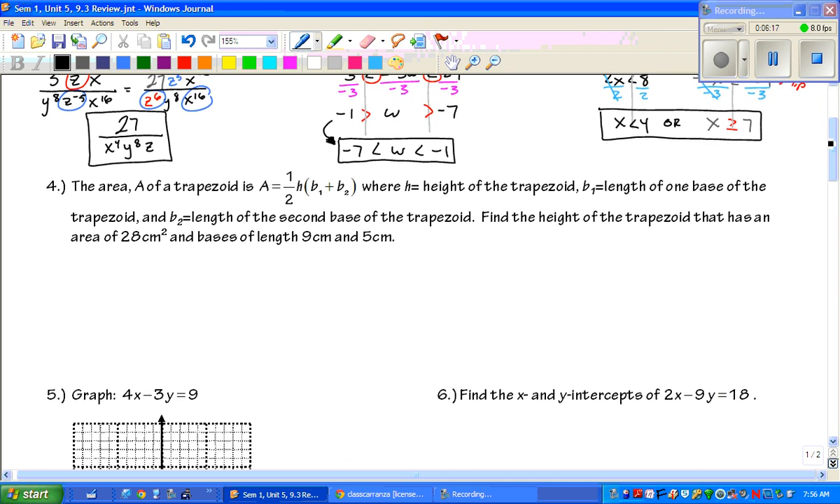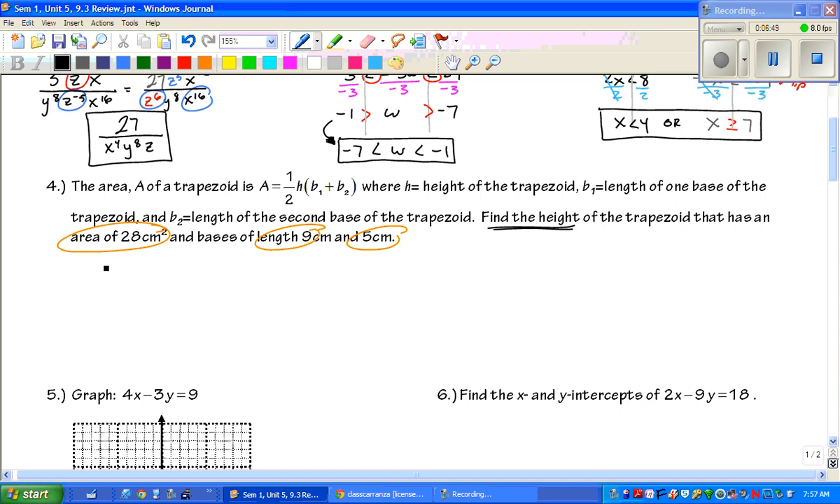All right, number 4. The area A of a trapezoid is area equals 1/2 height, parentheses base 1 plus base 2, where h is the height of the trapezoid, b1 is the length of one of the bases of the trapezoid, and b2 is the length of the second base of the trapezoid. It says find the height, so the height is what we're looking for. It tells us that area is 28 and the bases are 9 and 5.